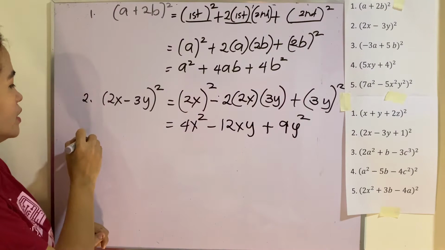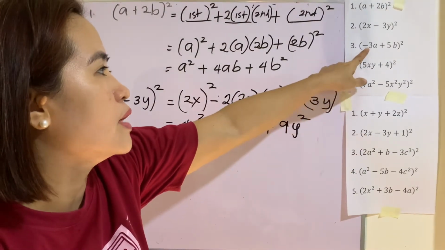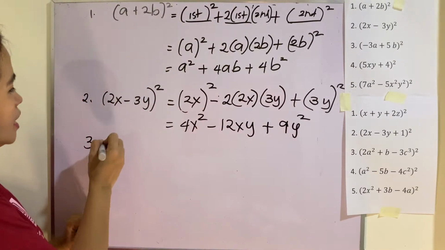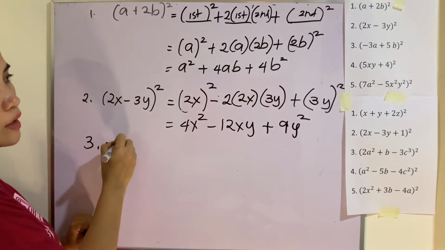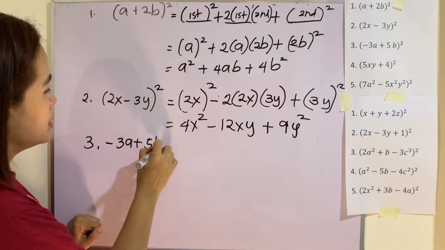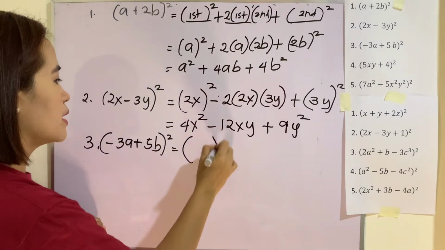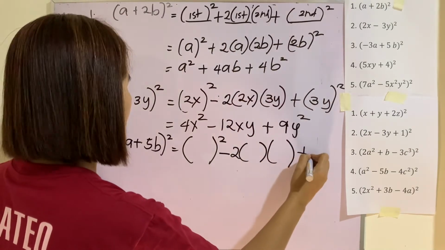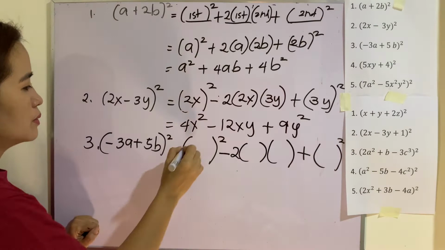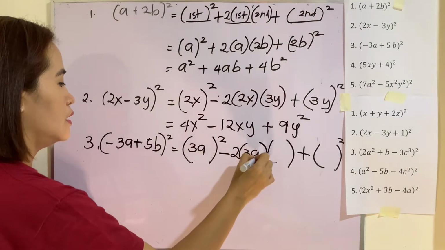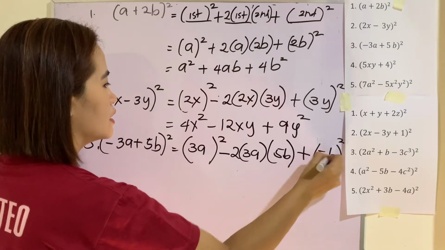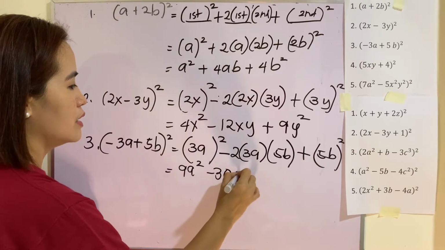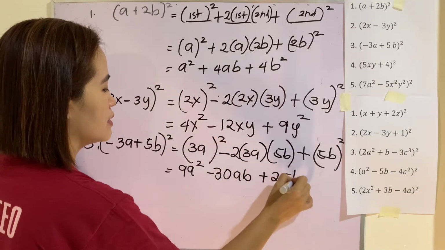That's it. For number 3, this one is considered, of course, the negative, so we will be following this sign. This is (negative 3a plus 5b) squared. This one is minus, so we have square the first, minus 2 first, second, plus square of the second. Okay, so we have 3a, 3a, 5b, 5b. So we have 9a squared minus 30ab plus 25b squared.